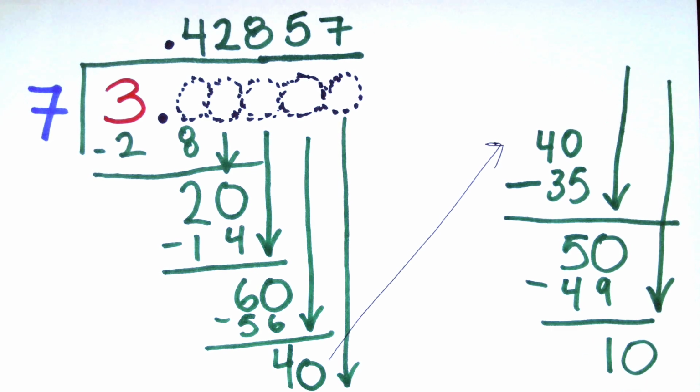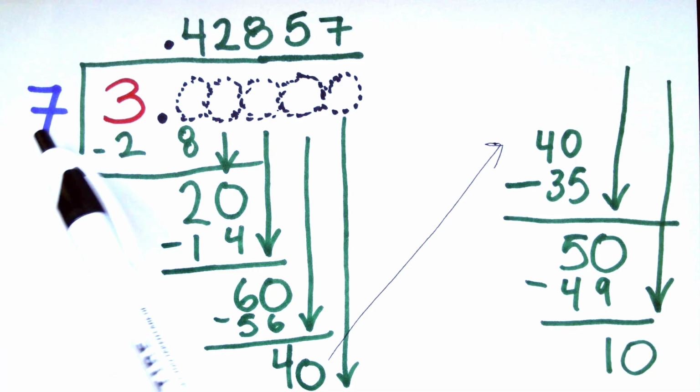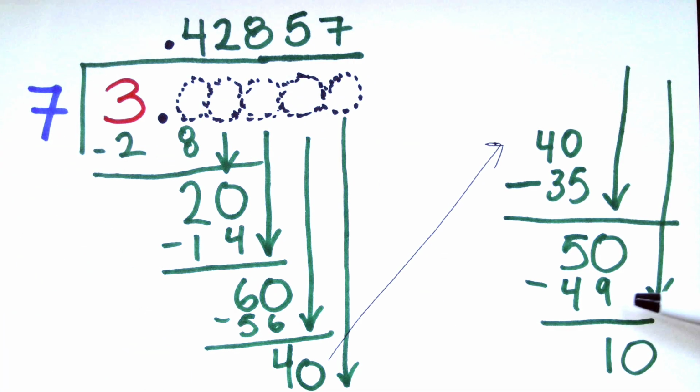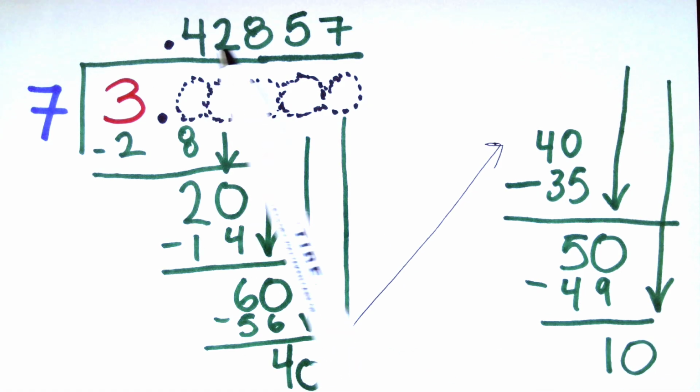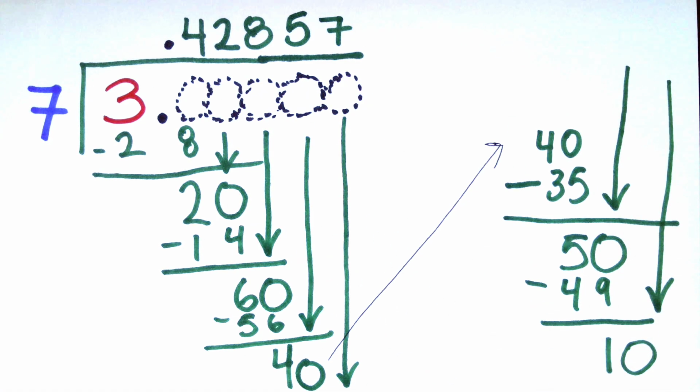So 7 times 7 is 49. Subtract 49 from our target of 50. It leaves me 1. And let's say there's another 0 here. You can keep bringing these zeros down. Now you've got 10. And this can go on and on and on. But just for time's sake, I think I'm going to stop here with my last multiple of 7.